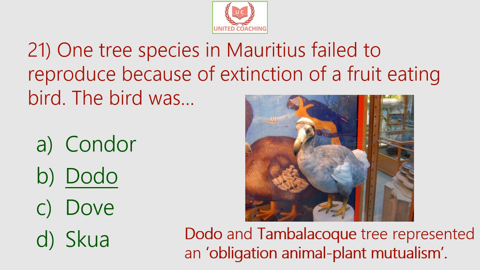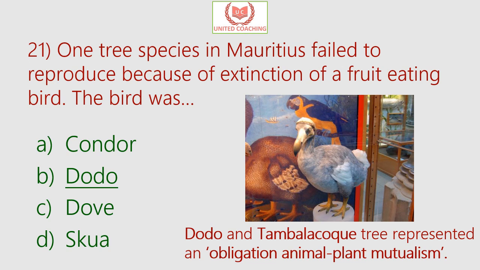And the dodo and the tambalacoque represented an obligate animal-plant mutualism in which the seeds had to pass through the dodo's digestive system before they could germinate. And the fruits have a thick hard endocarp, or the inner fruit wall, and the scientist who discovered this animal-plant mutualism assumed that the endocarp would mechanically prevent germination unless it is worn down or degraded by the dodo's digestive system. So that means the endocarp layer had to be removed by the dodo's digestive system.